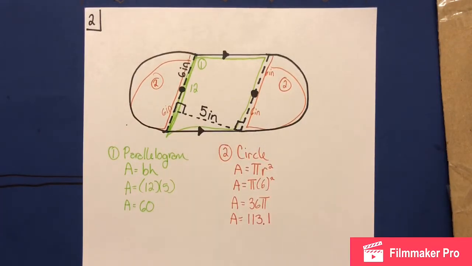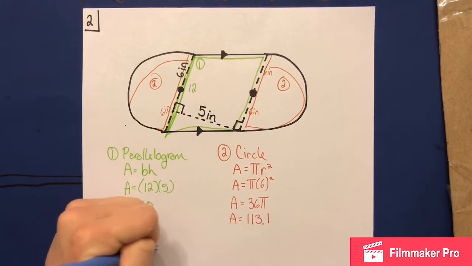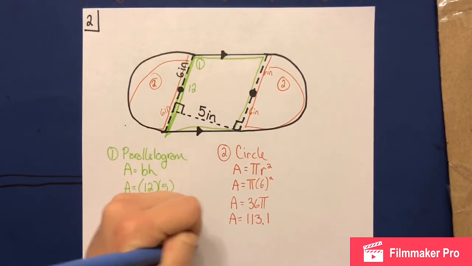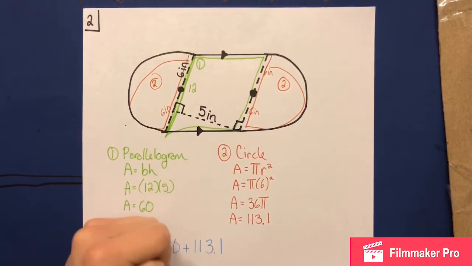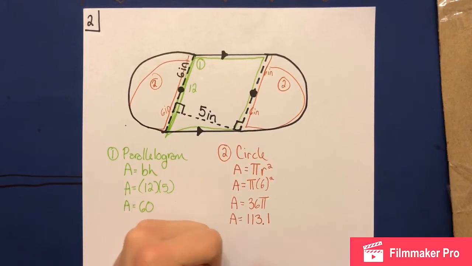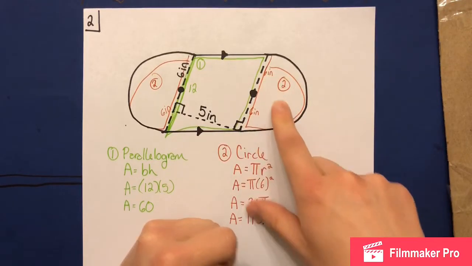Last thing, I'm just going to add the 2 together. So I have my area is equal to 60 plus 113.1. Area is equal to 173.1 inches squared.